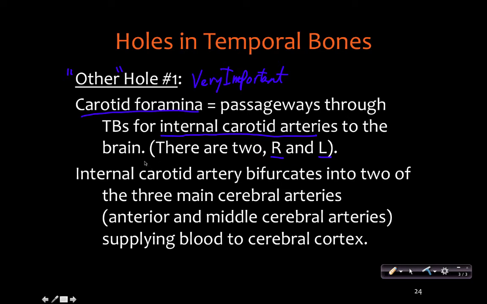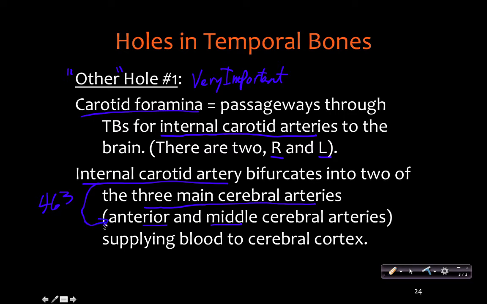As you will learn in COMD 463, which is our neuroscience class, or maybe you've already had it, you're going to get a little bit more about this. But the brain has three main cerebral arteries, and two of them, the anterior and middle cerebral arteries, come from the internal carotid artery. So the internal carotid artery runs through the temporal bone, right and left sides. You've got two internal carotids, one on the right, one on the left.